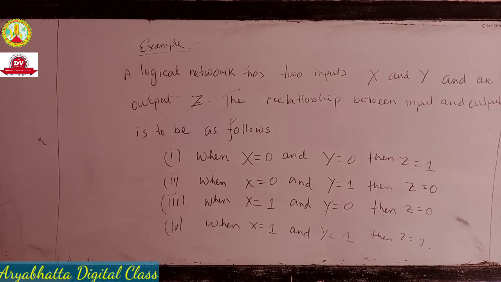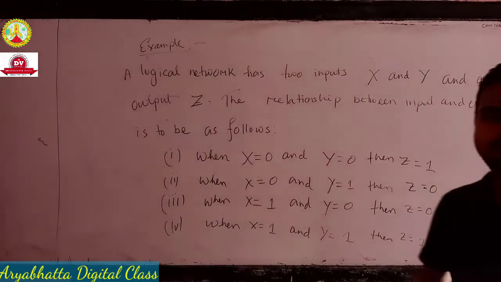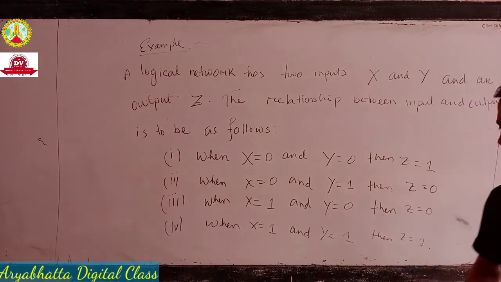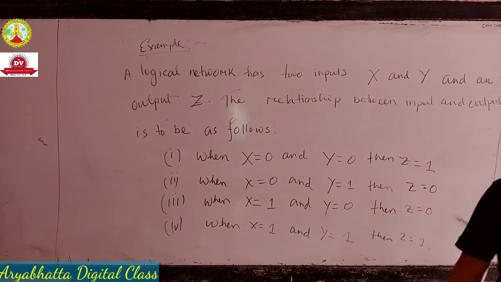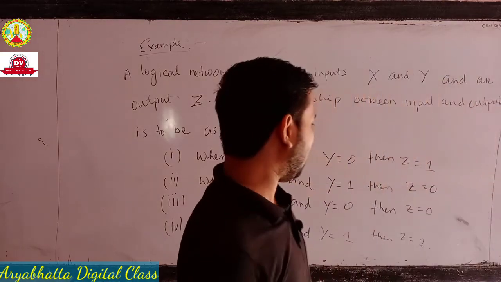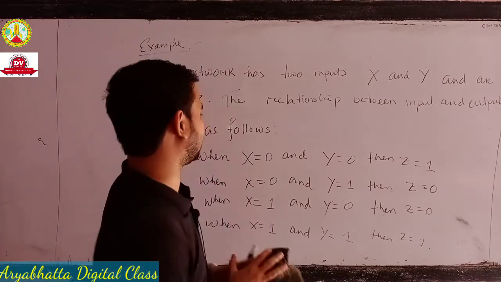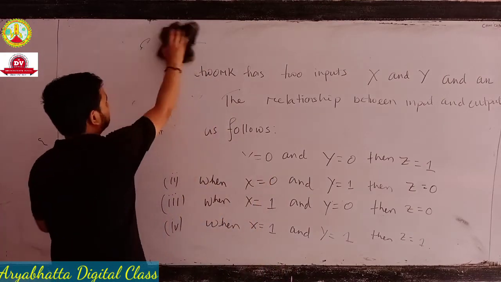A logical network has 2 inputs x and y and an output z. The relationship between input and outputs is to be as follows. When x is equal to 0 and y is equal to 0, then z is equal to 1. And x is equal to 0 and y is equal to 1, then z is equal to 0. When x is equal to 1 and y is equal to 0, then z is equal again to 0. And when both values are 1, then output will be 1. Okay? Now we have to make the truth table. How do we make the truth table? Using SOP, sum of products.